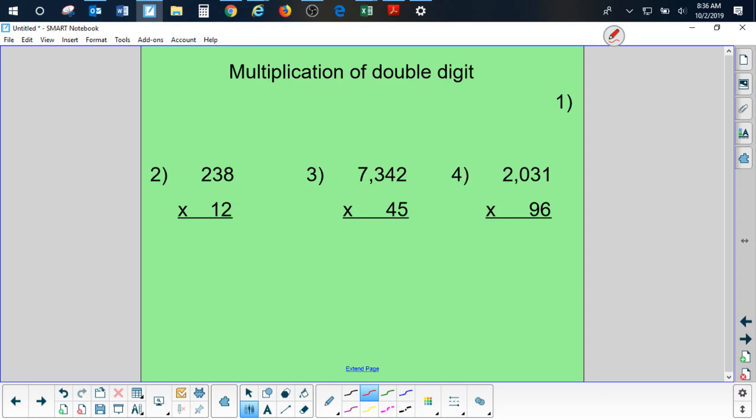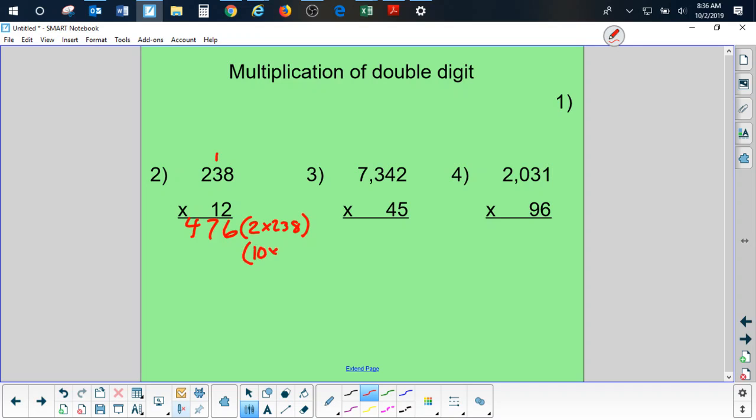So solving number 2, I'm going to multiply my 2 times all 3 numbers first, and then I'll move over to my 1. So 2 times 8 is 16. Regroup my 1. 2 times 3 is 6, plus 1 is 7. 2 times 2 is 4. This right here is 2 times 238.